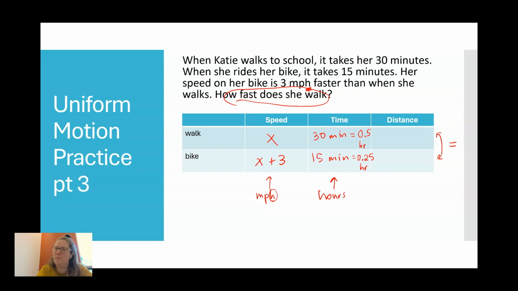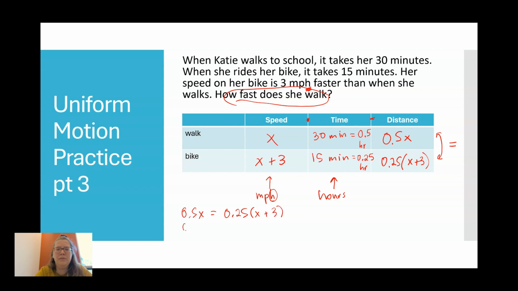All right, let's multiply it out and solve them. Speed times time equals distance. 0.5x and then 0.25 times x plus 3. Those two are equal. Let's set up our equation. Equals.